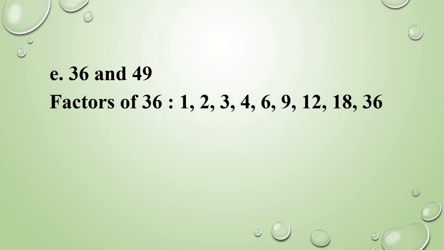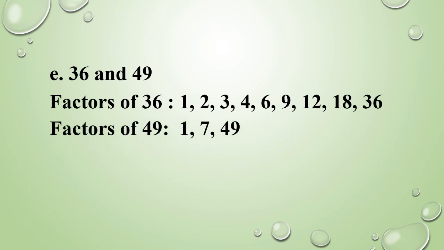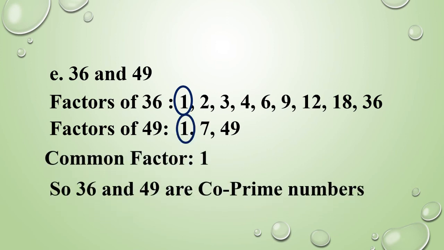Let's solve its E part. E part is 36 and 49. So first of all, I will find the factors of 36. Factors of 36 are 1, 2, 3, 4, 6, 9, 12, 18 and 36. And factors of 49 are 1, 7 and 49. So what is the common factor in them? Just 1. So we will say that 36 and 49 are co-prime numbers.